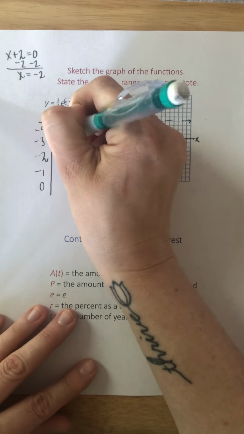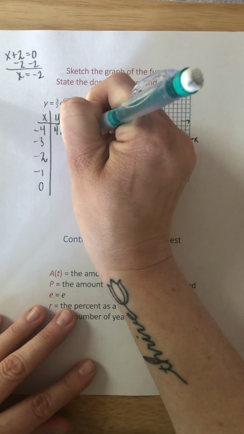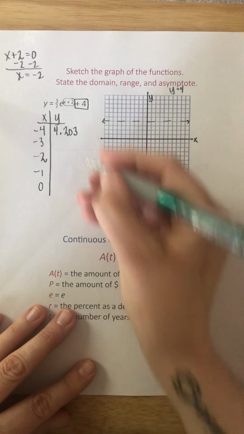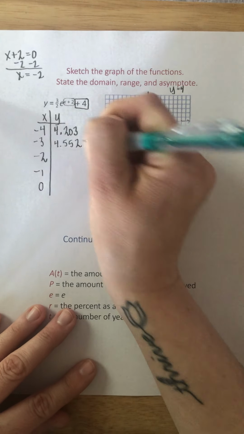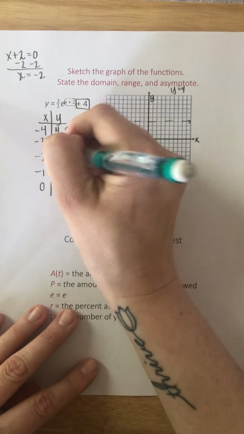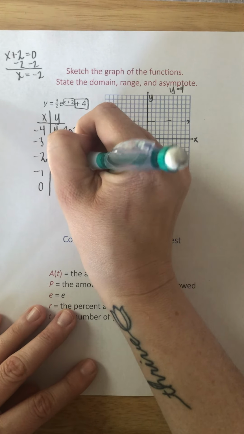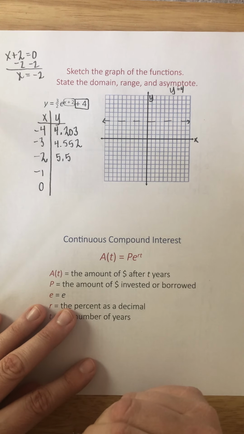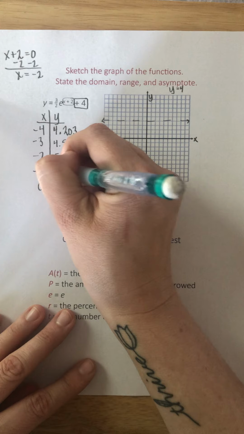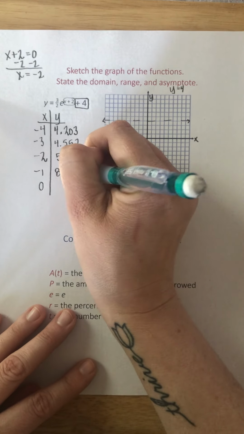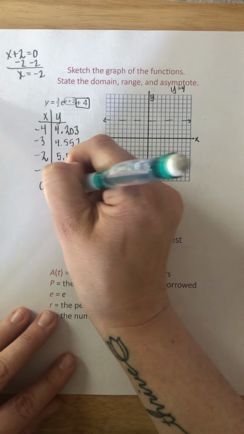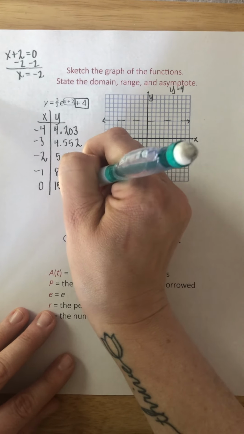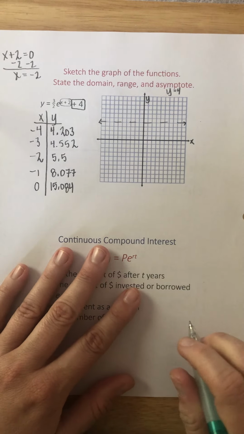So the first one, I'm going to get 4.203. When we plug in a -3, we're going to get 4.552. When we plug in a -2, we're going to get 5.5 exactly. When we plug in a -1, I would get 8.077. And when I plug in a 0, I'm going to get 15.084. So let's plot our points.